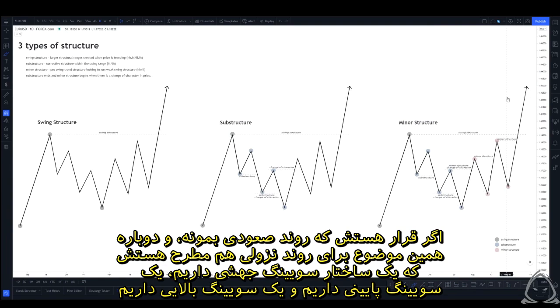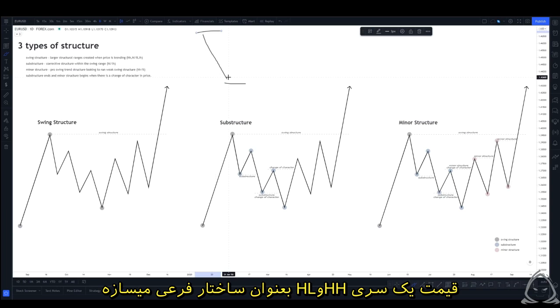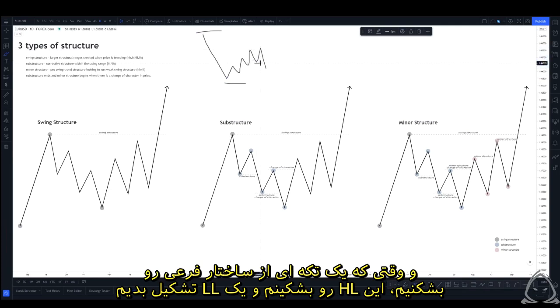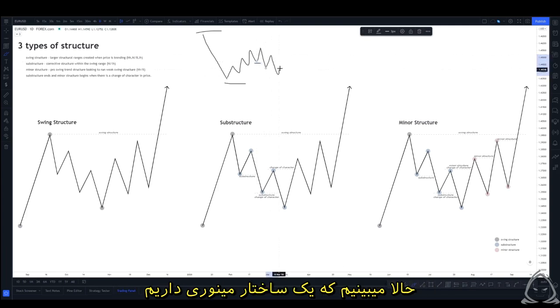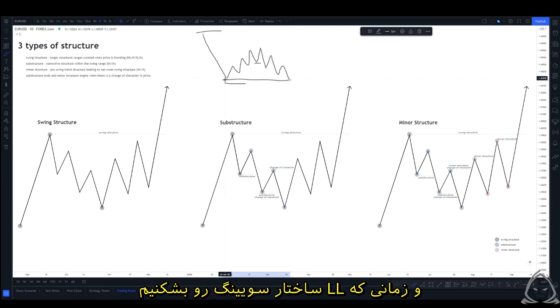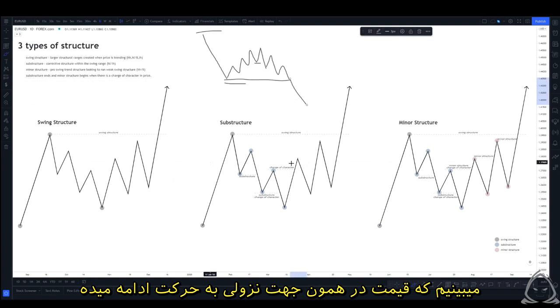And the same would be said for a bearish trend where we have an impulsive swing structure. We have our swing low, we have our swing high. Price would be making a series of higher highs and higher lows, which is substructure. And then once we break a piece of substructure where we violated this higher low, we have now created a lower low. We're now starting to see minor structure playing out. And then once we break the lower low of the swing structure, we can see that price is continuing on in that overall bearish trend.